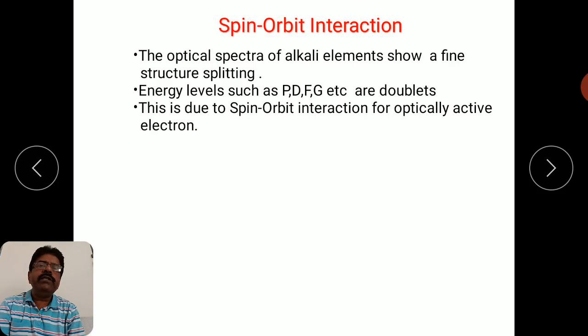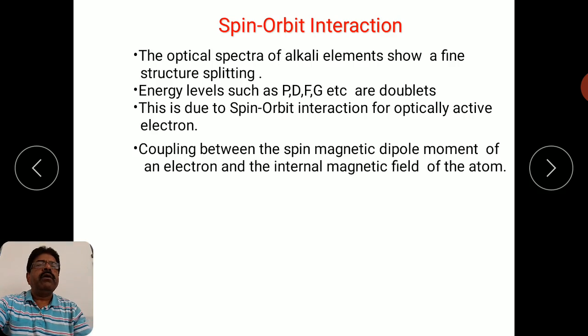So optically active electron means the electron which is in the last subshell, or what we call the valence electron. This valence electron, as I have explained already, is the only one contributing to the total angular momentum of an atom. Therefore, the actual atomic states will be defined by this last electron, which is called the optically active electron. And a typical interaction which we are going to study in this video is known as spin orbit interaction. So let us see now what this spin orbit interaction is, which is responsible for this fine structure in the spectra of alkali elements.